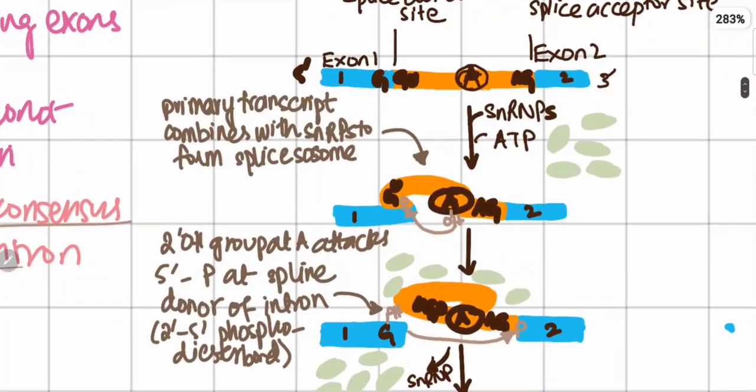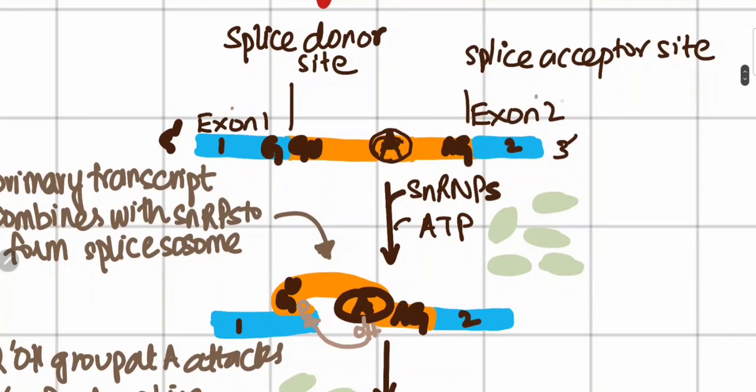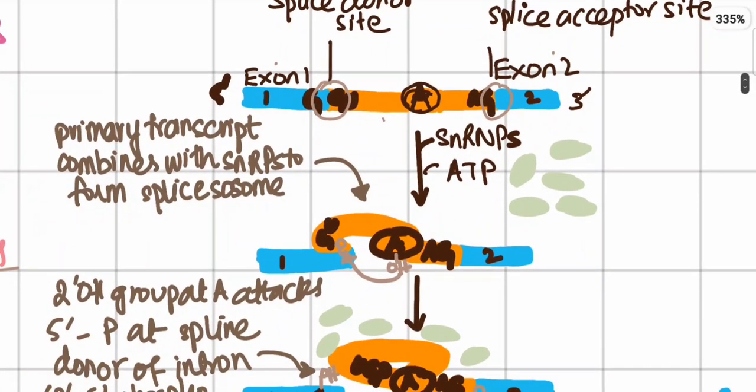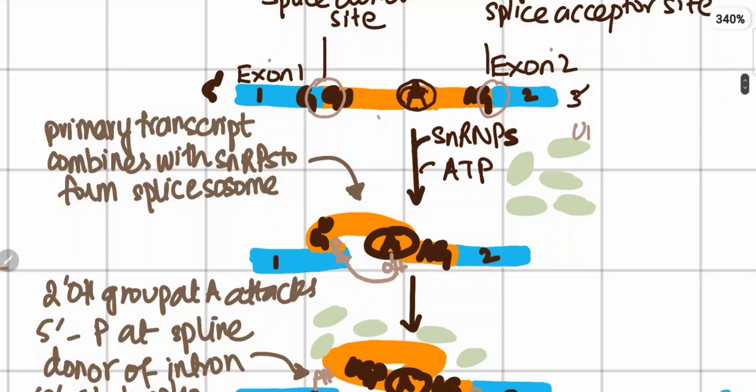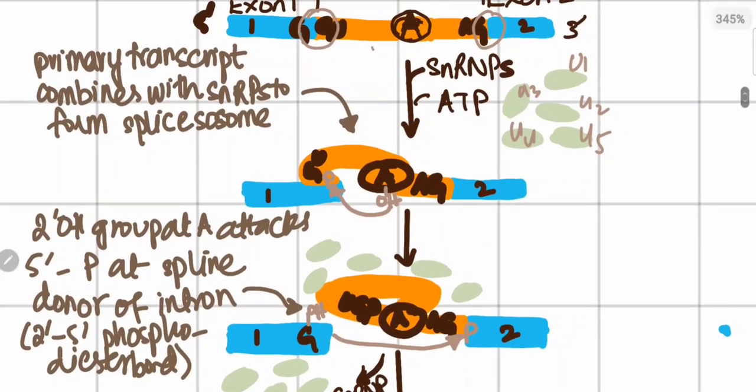Now let's see how that happens. Right here in blue, this is exon 1, this is exon 2, and orange is the intron. This site is called the splice donor site, and this site is the splice acceptor site. I'll tell you what that means in a while. These are U1, U2, U3, U4, U5 proteins. They are going to come here and get attached to the intron.